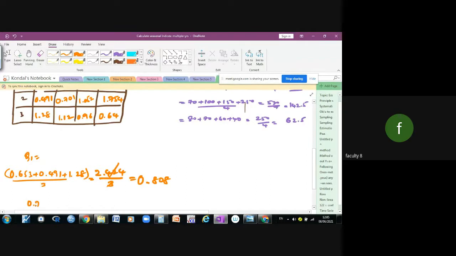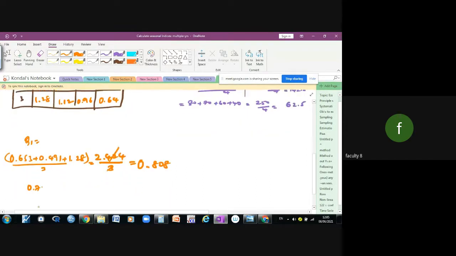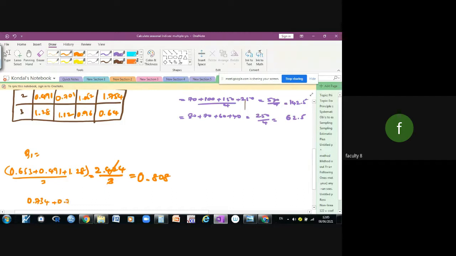Then here, 0.734 plus 0.701 plus 1.12, divided by 3. How much is it? That is 2.555 in total... 2.325 divided by 3, so 0.851. The same for the third quarter, you can calculate it.